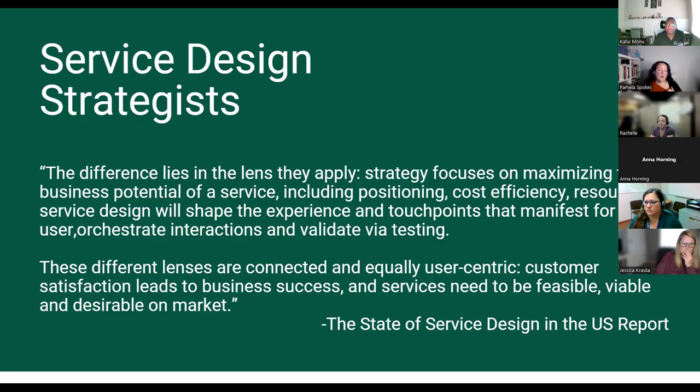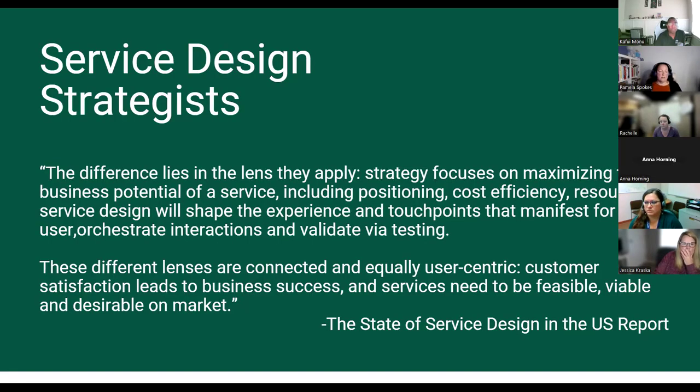Okay. So here it was, I think about 2 years ago now, the US created this State of Service Design in the US report. And it's very interesting to see comparing it to where we are in Finland. But they talked about service design strategists in organizations, right?